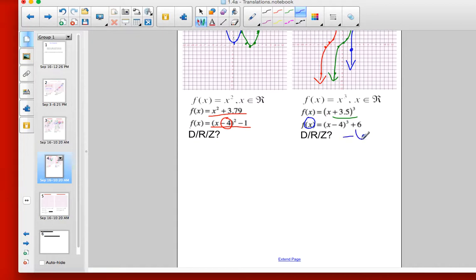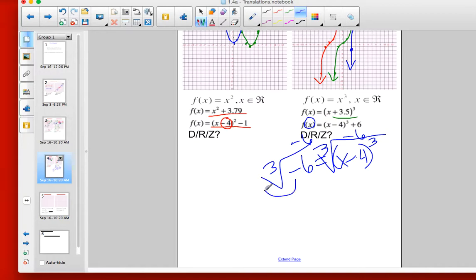So if you wanted to subtract 6, you would get -6 equals x minus 4, to the third. And then what you would do is just take the third root of both sides. And that's not an imaginary number. Remember, imaginary numbers only happen with square roots. So you can pull the negative right out, or you can leave it in, it doesn't matter. It's going to be negative third root of 6 equals x minus 4.